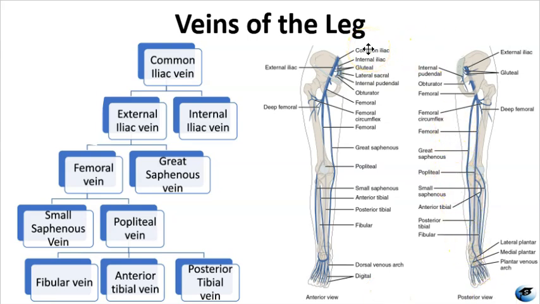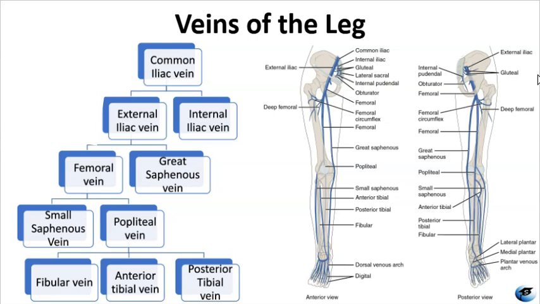This is formed by merging of the external and internal iliac veins. The internal iliac vein drains pelvic structures and receives tributaries like the gluteal, lateral sacral, internal pudendal, and obturator veins. The external iliac vein continues into the thigh and becomes the femoral vein, one of the main deep veins of the leg.